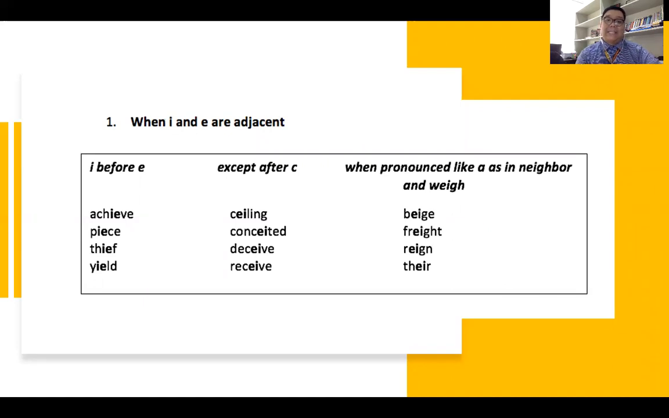So we have ceiling. If you notice, E comes before I first. And then we have the words conceited, deceive, and receive. The same is true when the IE order or the EI is pronounced like A, for example in the word neighbor, and also in the word way. For example, we have the words beige, freight, rain, and their. So the order should be EI and not IE.